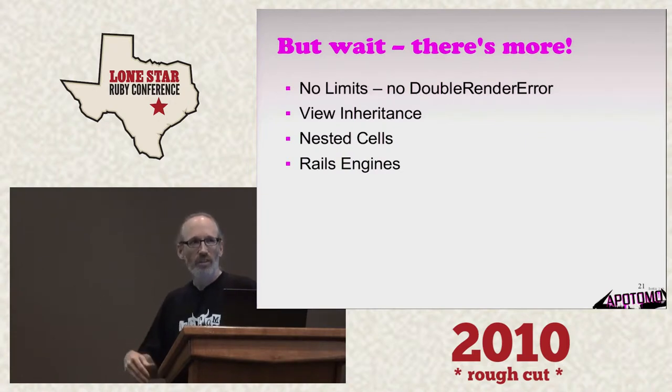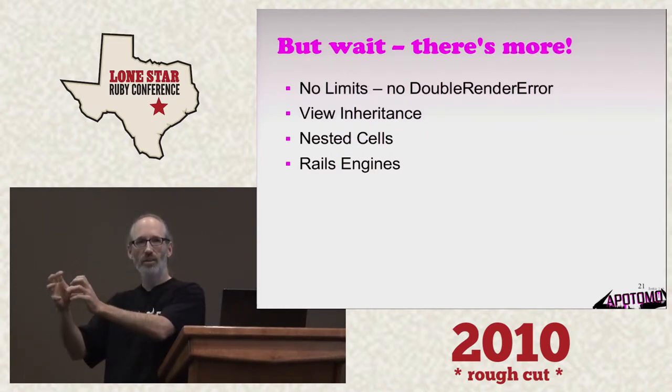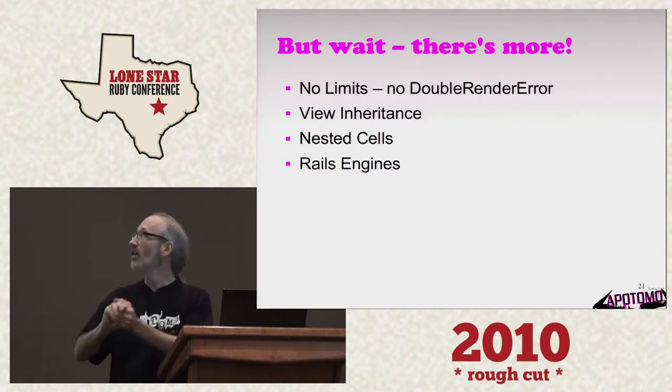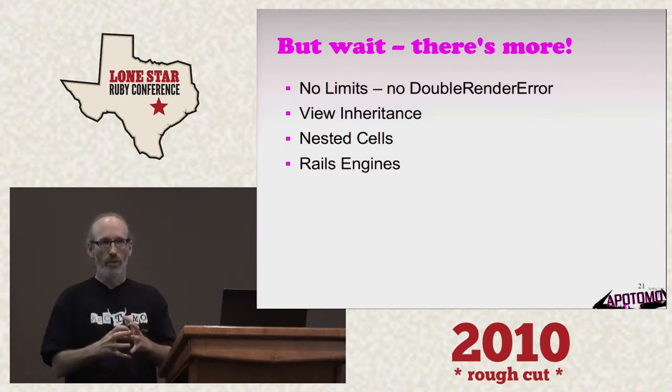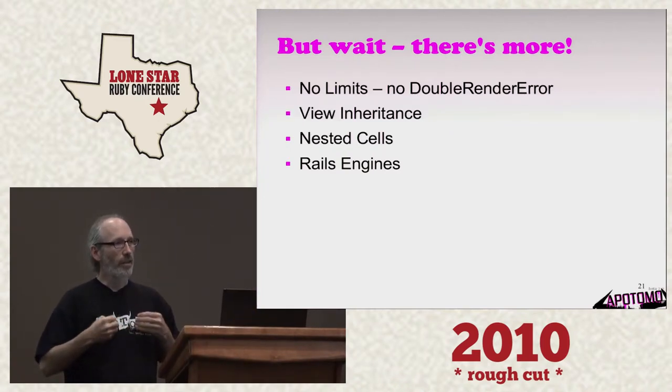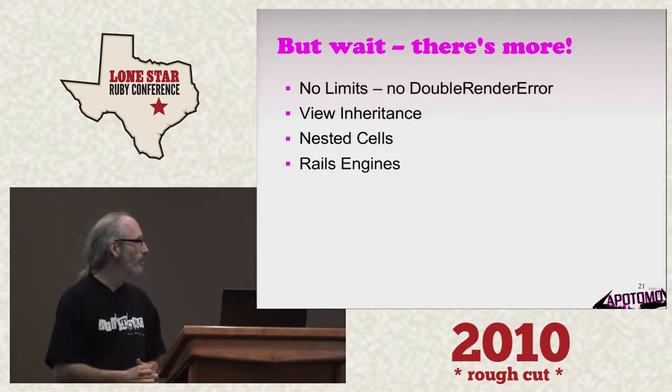You can nest cells within cells, call as many cells as you want to, go crazy. There's view inheritance, where if you have a standard widget, but maybe you want to inherit that widget and change it on another controller, another view, you can do that. It's very object-oriented. Again, nested cells. And you can package your views, your cells, as an engine that can be passed between applications. So that's handy if you want to share your work with somebody else.